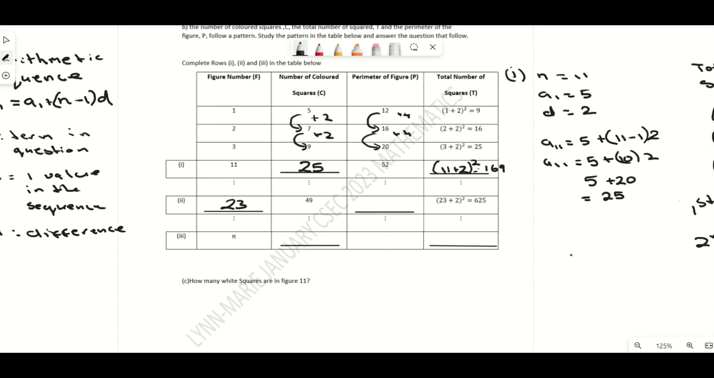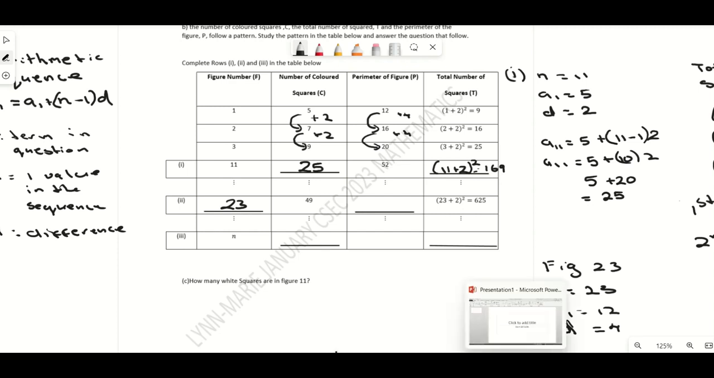We know that for figure 23, my n term is actually 23. A1 in this would be my first term in that sequence, or the perimeter of a figure. So A1 is actually equal to 12. And then your difference, which is the difference between your first and second term, is actually 4. So this is increasing by 4.